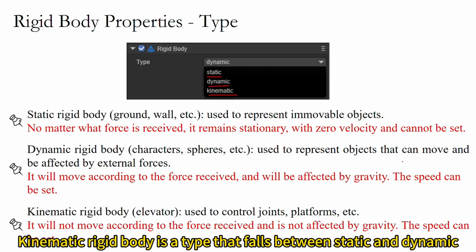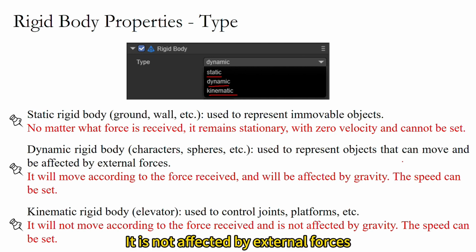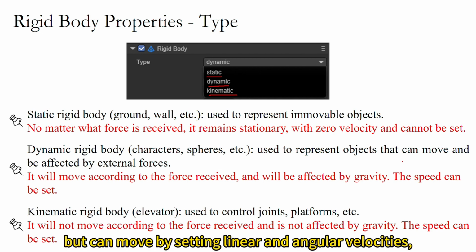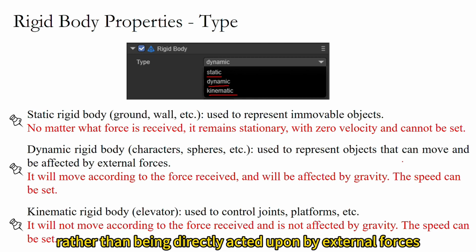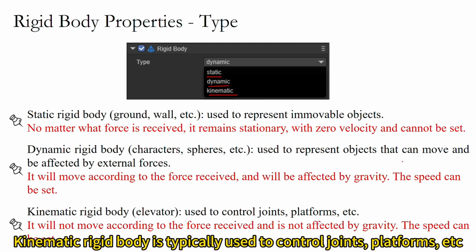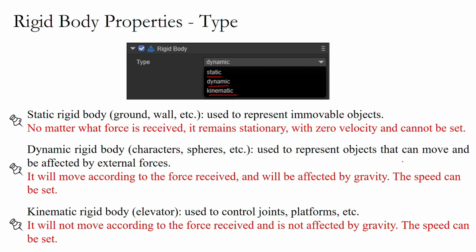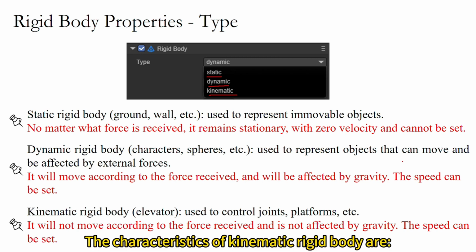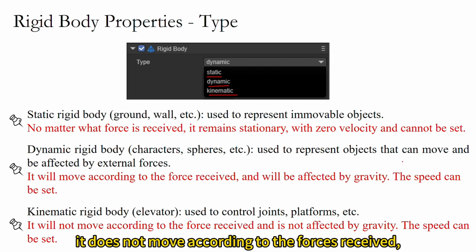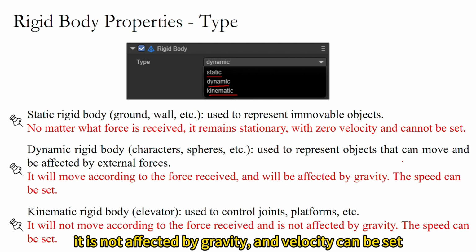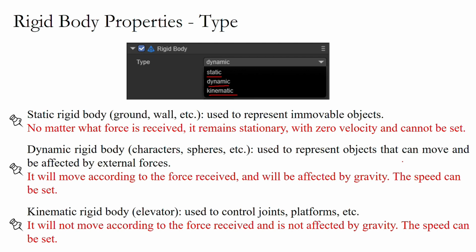Kinematic rigid body is a type that falls between static and dynamic. It is not affected by external forces, but can move by setting linear and angular velocities, rather than being directly acted upon by external forces. Kinematic rigid body is typically used to control joints, platforms, etc. The characteristics of kinematic rigid body are: it does not move according to the forces received, it is not affected by gravity, and velocity can be set.